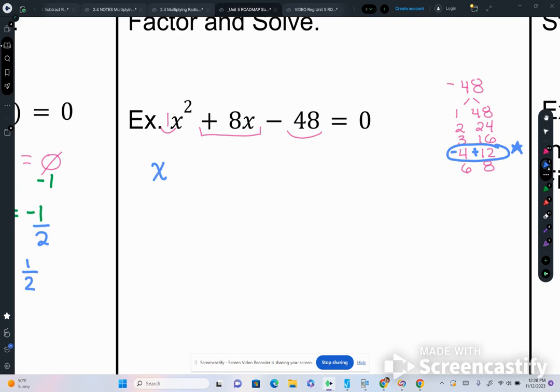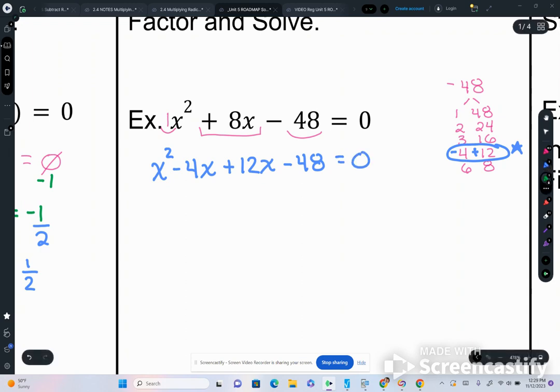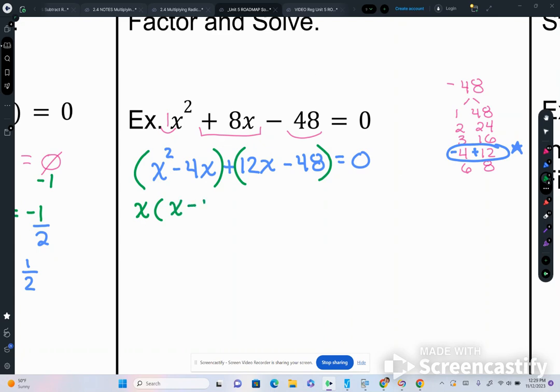I'll just review grouping really quick, in case we need to. So x squared plus 12x minus 4x minus 48, and then we're going to group it in 2s because we have 4. So we'll group in 2s. We look at the first group and they have a GCF of x. And so if we take the x out, we're left with x plus 12. If we look at the second group, we can take out a negative 4 and we're left with x plus 12.